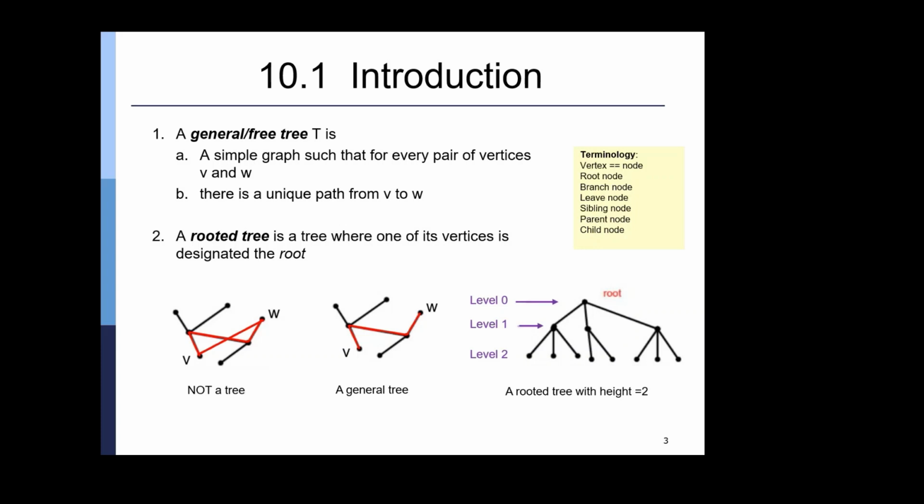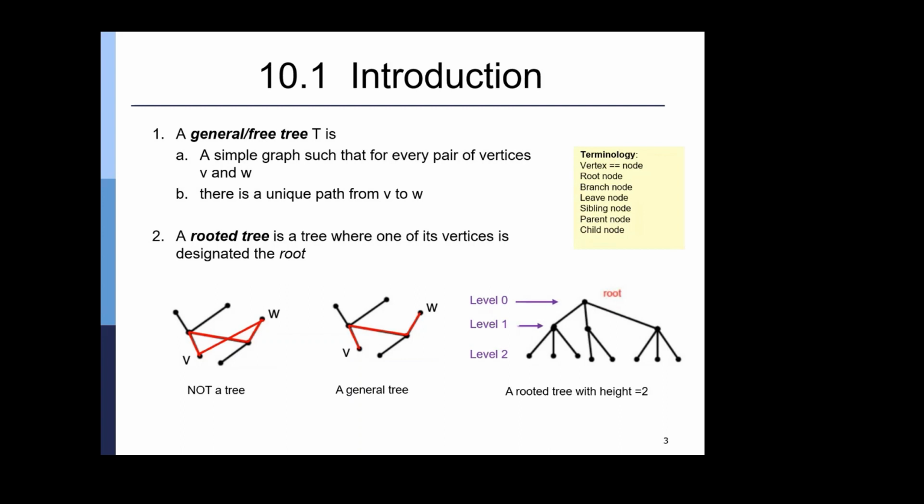A tree, represented by the letter T, is a simple graph. It is a graph such that for every pair of vertices V and W, there is a unique path from V to W. This is the key characteristic of a tree, which you cannot have in a graph. In a graph, you may have more than one path from V to W.